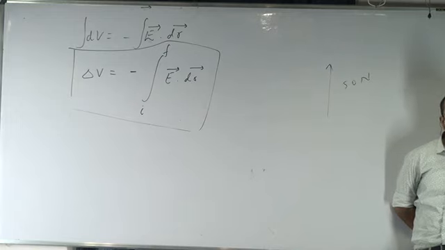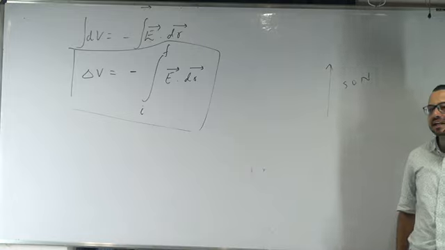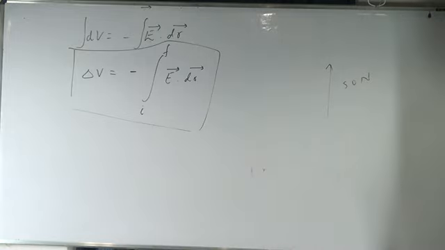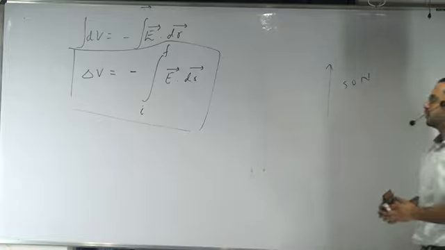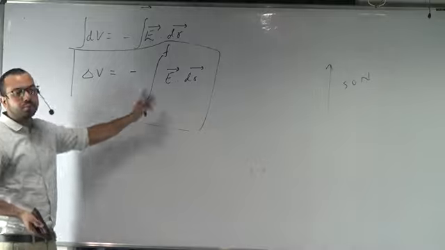Is the question clear? So what is the question? The field is in the upward direction, 50 Newton per Coulomb. What do we have to calculate? If I am descending by 10 centimeter in the vertically downward direction, what will be the change in potential? That's what we need to find out. Even though this is very simple, we are going to use the proper method.